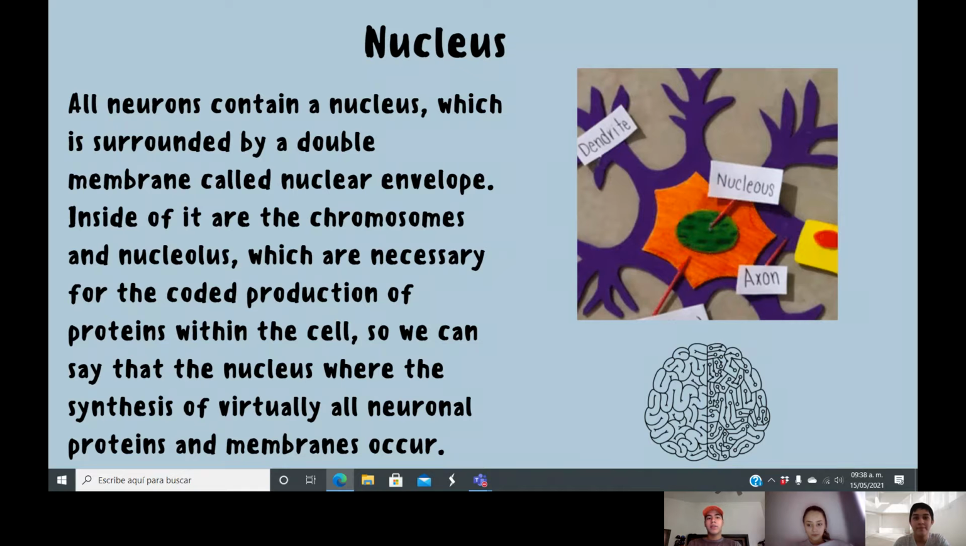Then we have the nucleus. All neurons contain a nucleus. It is surrounded by a double membrane called the nuclear envelope. Inside of the nucleus, there are chromosomes and nucleolus, which are necessary for the code production of proteins inside the cell. So we can say that the nucleus is where the synthesis of virtually all neuronal proteins and membranes occurs.